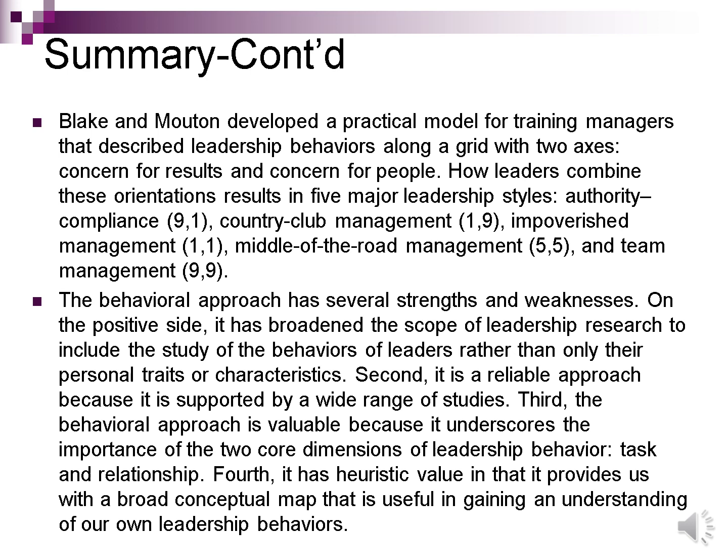Blake and Mouton developed a practical model for training managers that describes leadership behavior along a grid of two axes, concern for results and concern for people, and how leaders combine the orientations in five major leadership styles: authority-compliance is 9-1, country club management is 1-9, impoverished management is 1-1, middle of the road management is 5-5, and team management is 9-9.